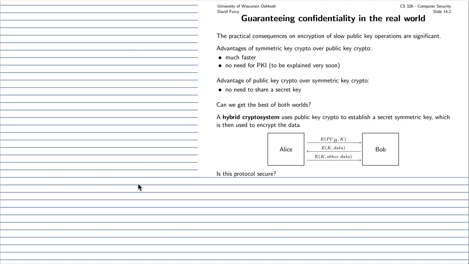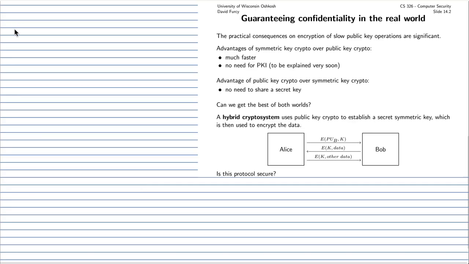Hello and welcome to the second video in our lecture on the weaknesses of public key cryptosystems. In a previous video, we compared public key cryptosystems and symmetric ones in terms of applicability. In this video, we're going to dig a little bit deeper into the pros and cons of both approaches.